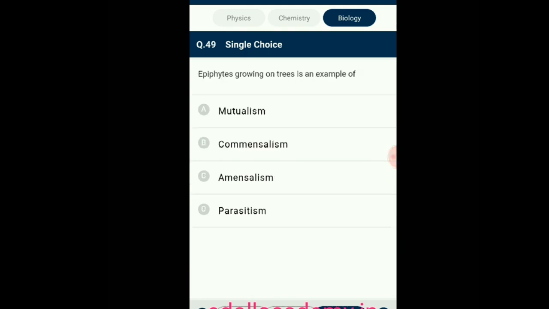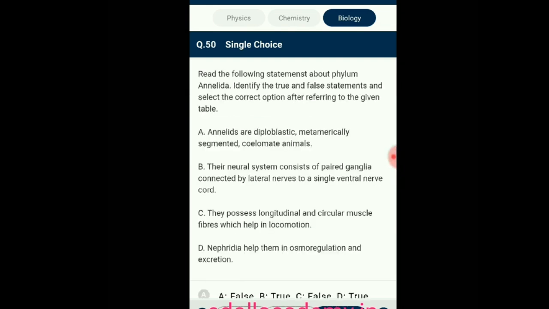Question number 49. Epiphytes growing on trees is an example of. Commensalism is the interaction in which one species benefits and the other is neither harmed nor benefited. When an epiphyte grows on trees, it gets exposure to sunlight and support, but the tree is neither benefited nor harmed. So the answer for this question is option B. Commensalism.